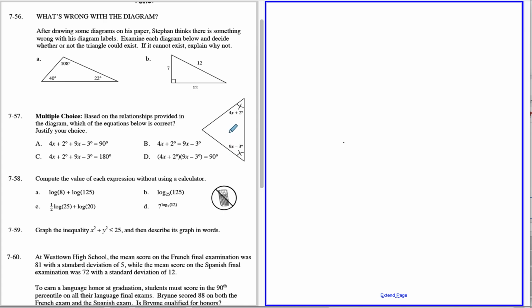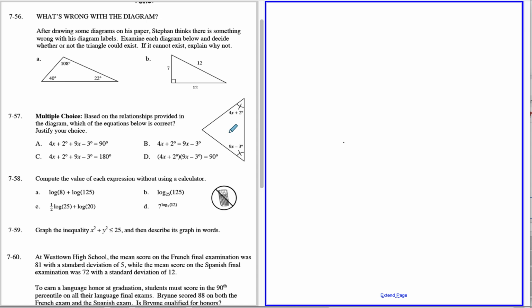Remember we were using the sum of all angles equals 180 degrees, our Pythagorean theorem, and reviewing some of our trig functions. That's what we did in class today. So that should be the first two problems here. So 56 says, what's wrong with this diagram?